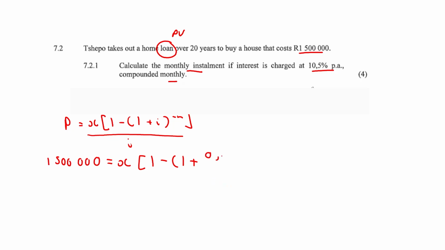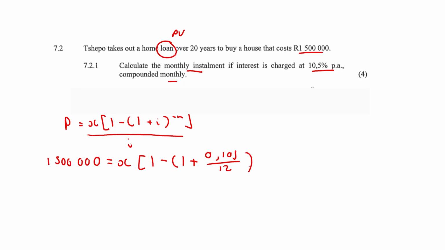So 0.105, it's 10.5%, divided by 12 because it was compounded monthly. If it was compounded quarterly, it would be over 4. If it was compounded biannually, it would be 2. You don't really see that one all that much, but it's mostly compounded annually, so that's just over 1, so you don't even need to show it. Compounded monthly is 12, compounded quarterly is 4, and compounded biannually or semi-annually, rather, that would be over 2.